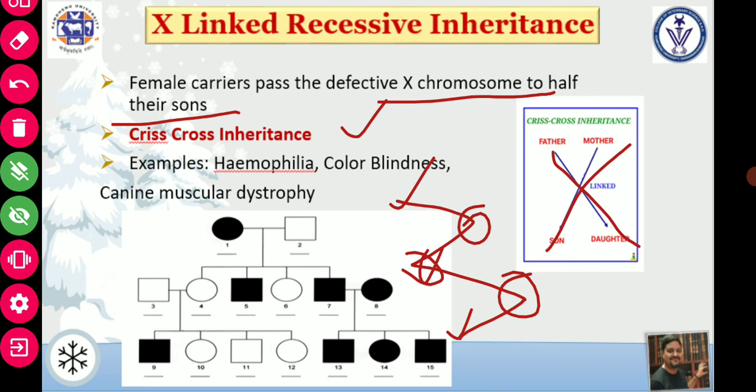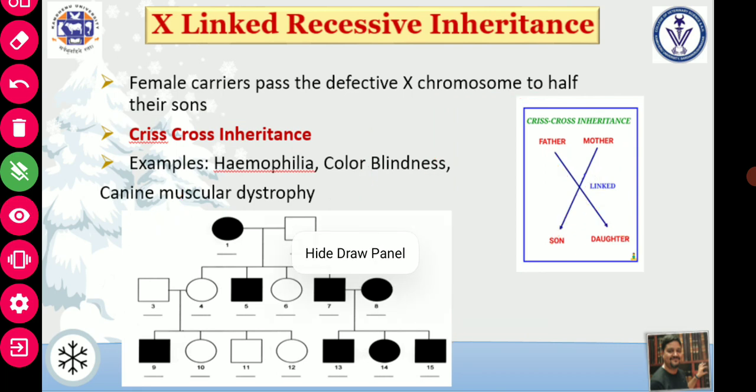Examples of X-linked recessive inheritance are many. You have been studying this X-linked recessive inheritance since your plus two classes. Common examples are hemophilia, color blindness, Duchenne muscular dystrophy, etc. So this is the pedigree. Here again, you try to find out the genotype of each and every individual, and you see how the affected genes are getting transmitted from one generation to the next generation.